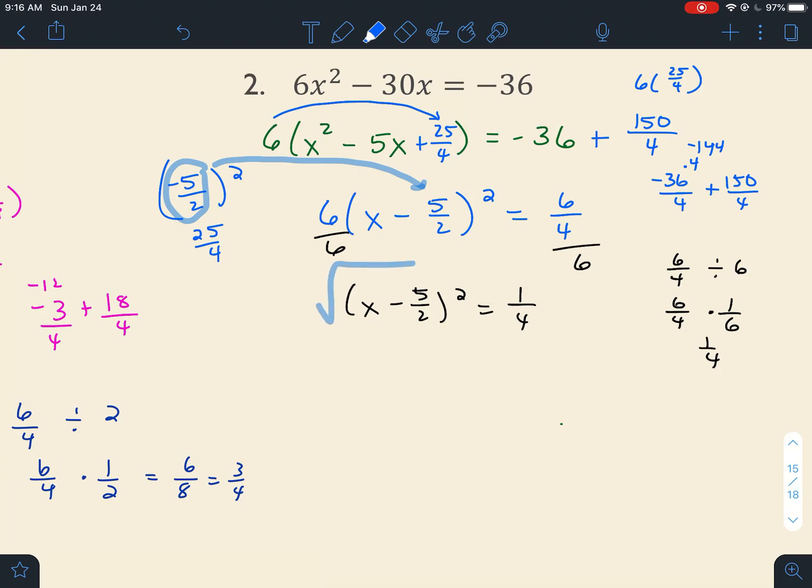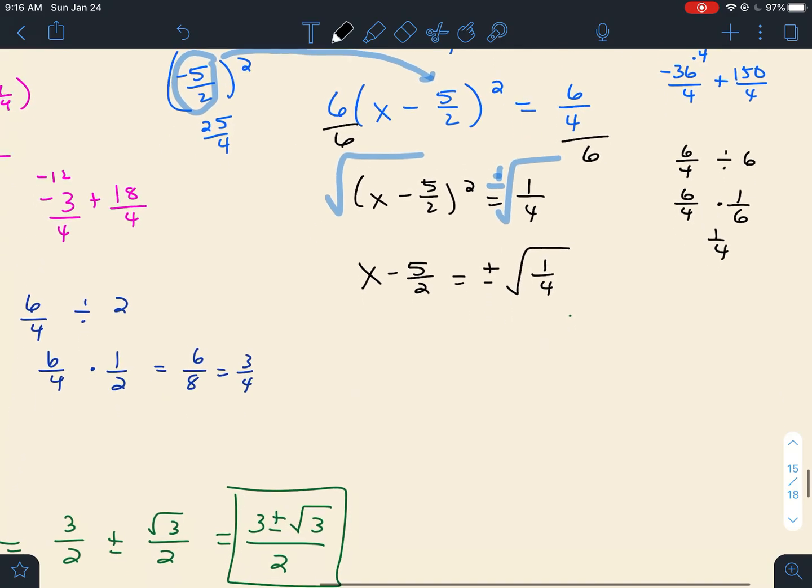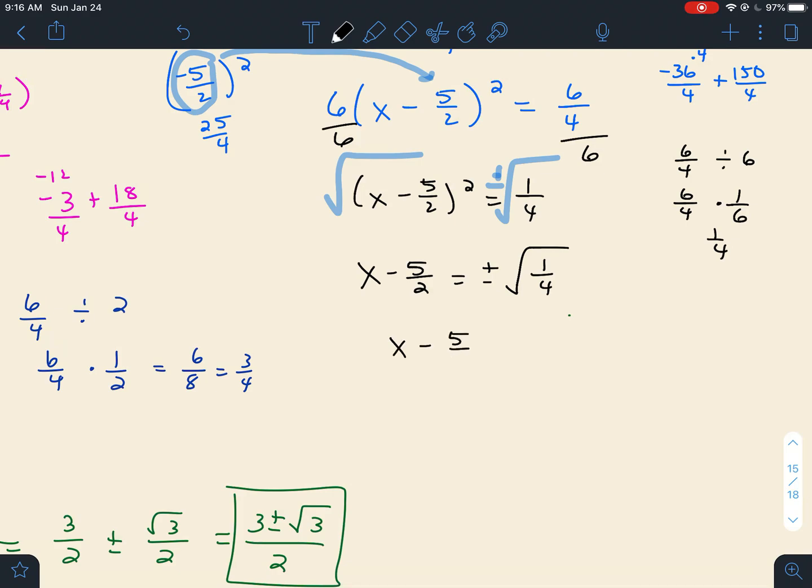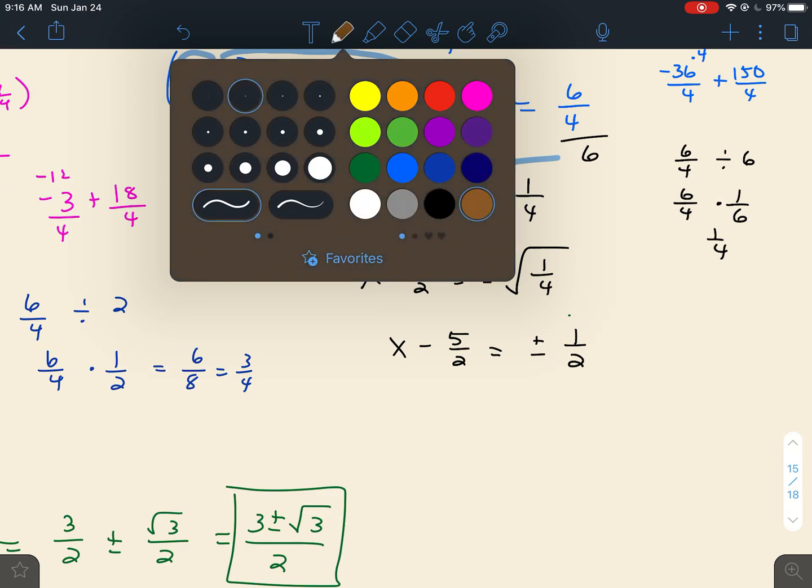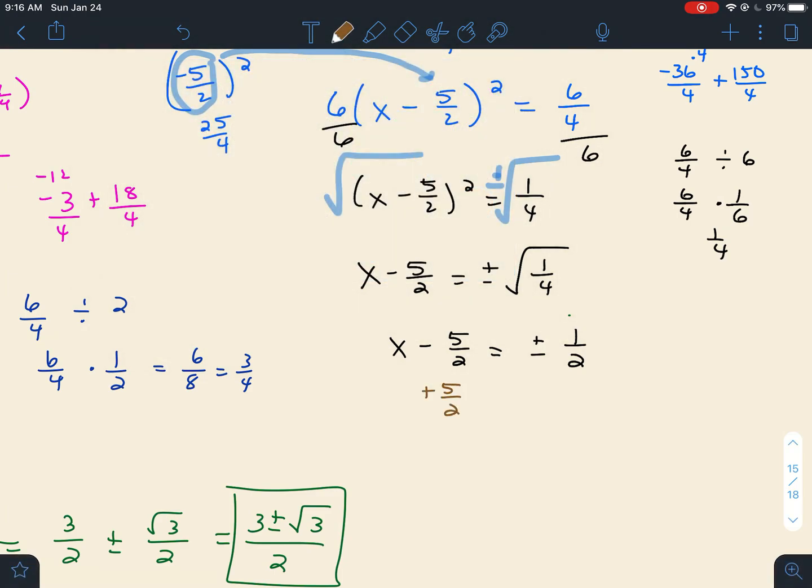And then I can take square roots on both sides. And I get x minus 5 over 2 equals plus or minus the square root of 1/4. And the square root of 1/4 is 1/2. So this is going to be plus or minus 1/2. And then I'm going to add 5/2 to both sides, and I get x equals 5/2 plus or minus 1/2.